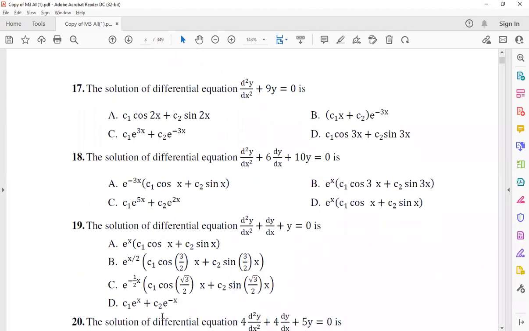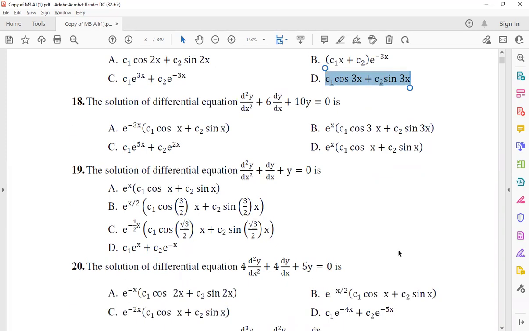Go with 17. Plus minus 3i. Roots are plus minus 3i. Correct. Solution is option D. Alpha is 0, beta is 3. So D is correct.